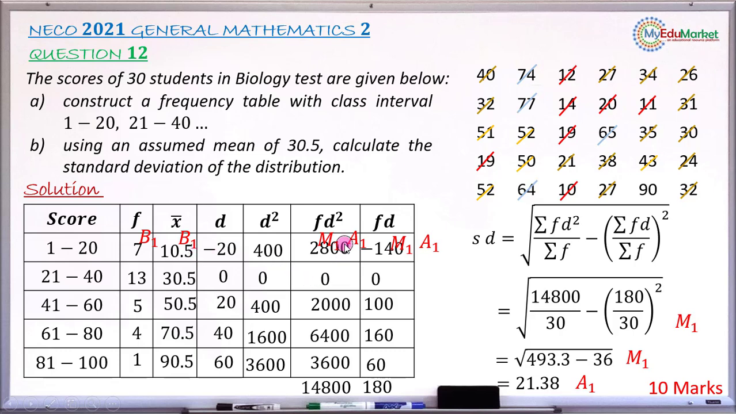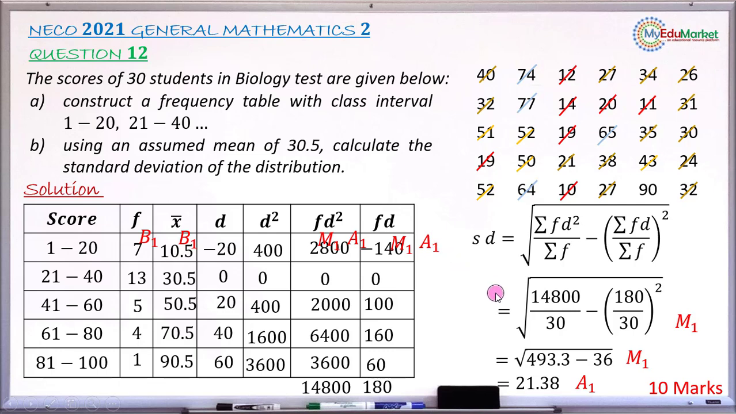Next mark is finding FD square, that is multiplying F by its corresponding D square. If you do that correctly, you have this method 1 mark, and if you have all the entries correct, you have this accuracy 1 mark. Next mark is another method 1 mark for getting FD, that is multiplying F by its corresponding D. If all the multiplications are correct, you have this accuracy 1 mark.